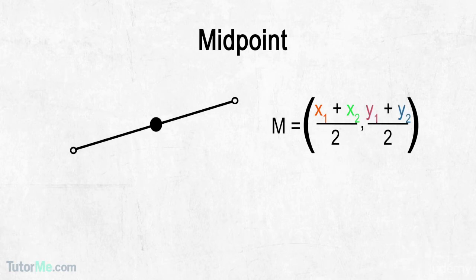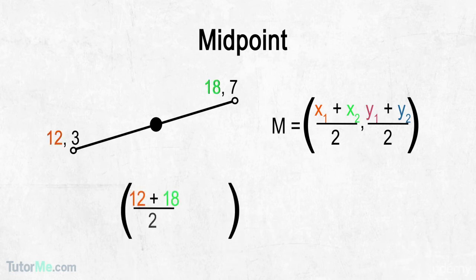2. Let's look at an example. A line with the endpoints 12, 3, and 18, 7. To find the midpoint, plug the endpoint coordinates into our midpoint formula. That gives us 12 plus 18 over 2 for the x-coordinate. That simplifies to 30 over 2, which is 15.